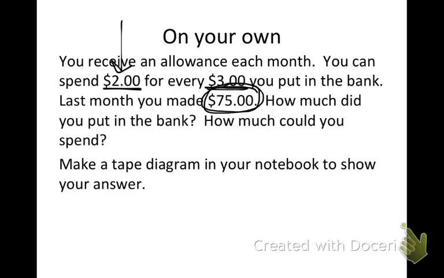So you want to look at your ratio of how much you spend to how much you have to put in the bank. So now you know how many parts you have, and then you need to figure out what each of those parts is worth if you have a total of $75. Again, if you don't understand what you're doing, write notes on the side, but try your best. So if I look in your notebook, I should see part of this written out.